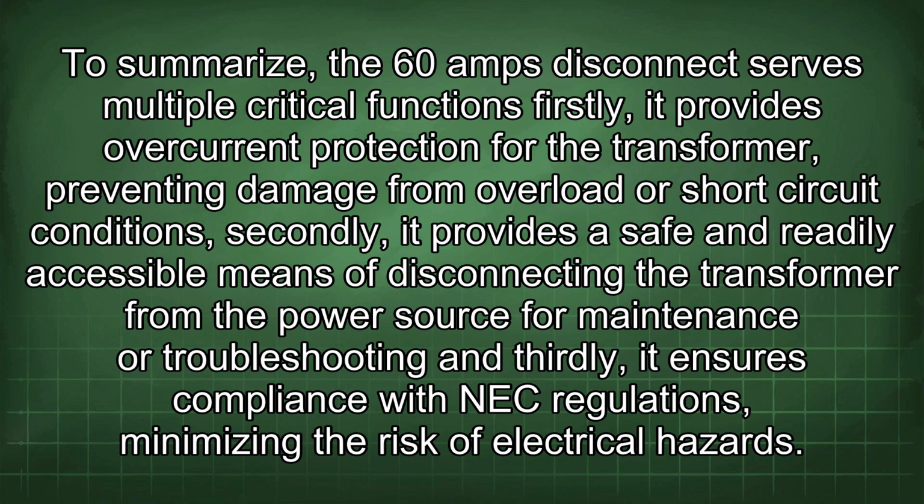To summarize, the 60 amp disconnect serves multiple critical functions. Firstly, it provides overcurrent protection for the transformer, preventing damage from overload or short-circuit conditions. Secondly, it provides a safe and readily accessible means of disconnecting the transformer from the power source for maintenance or troubleshooting. And thirdly, it ensures compliance with NEC regulations, minimizing the risk of electrical hazards.